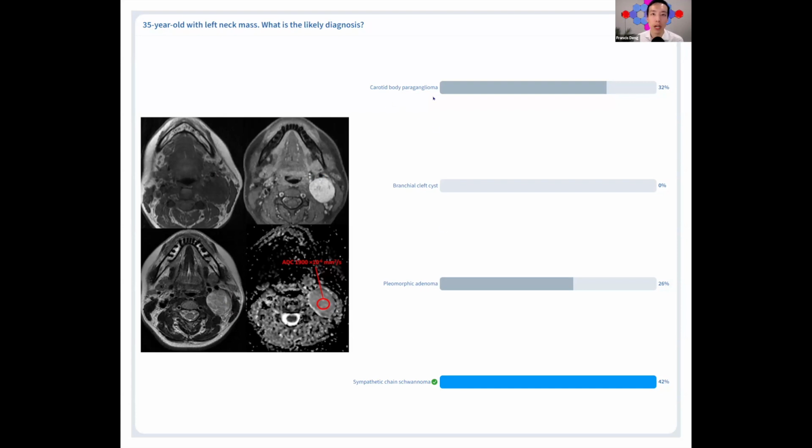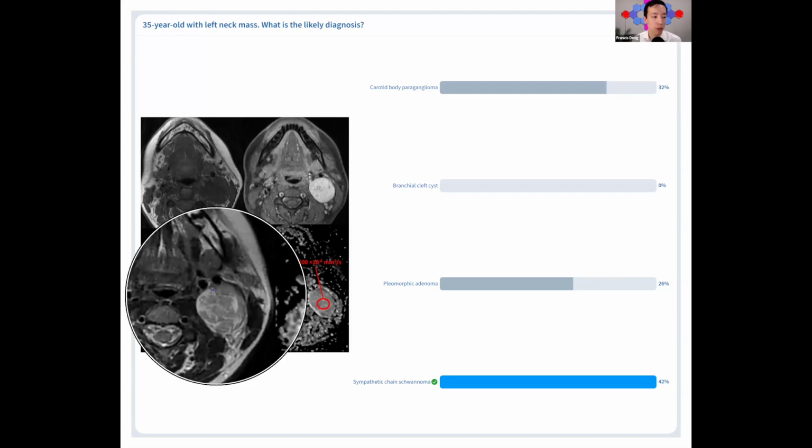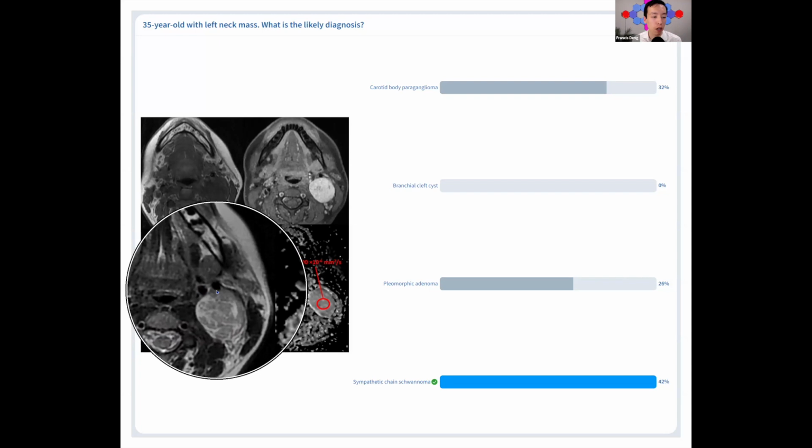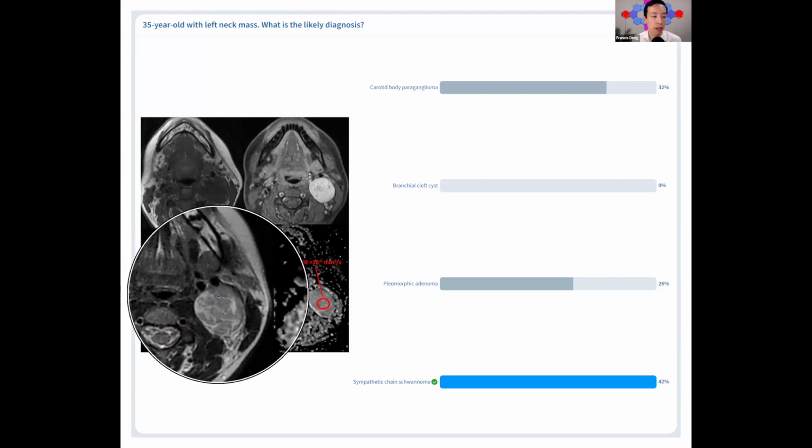Some of you chose carotid body paraganglioma. Carotid body paraganglioma sits at the notch in between the external carotid and internal carotid, at the crotch of the carotid bifurcation, and that mass would splay apart the flow voids represented on the T2 weighted image that represent the external carotid and internal carotid arteries. A carotid body paraganglioma would splay these flow voids apart, whereas this mass is anteriorly displacing both of them. That pattern of displacement would be typical of a lesion such as a sympathetic chain schwannoma.